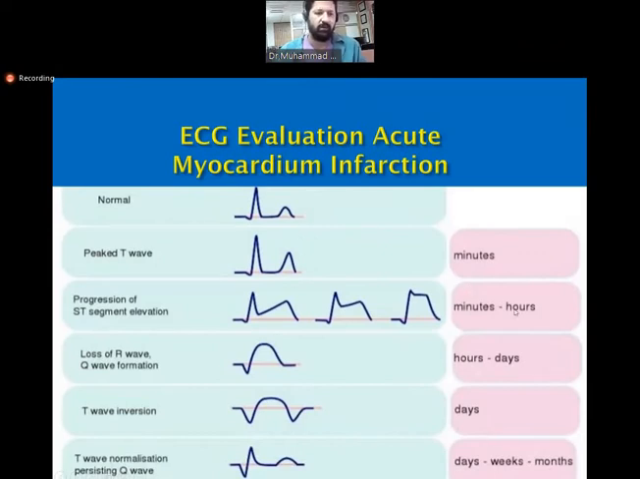Then in hours, it starts ST segment elevation. So the horizontal segment starts to elevate from the baseline. And in days, the T waves try to settle and Q waves start forming. And in days, the T waves get inverted and Q waves are formed. And in weeks or months, Q waves remain and T waves become upright. This is the evolution of ECG waves in acute MI.